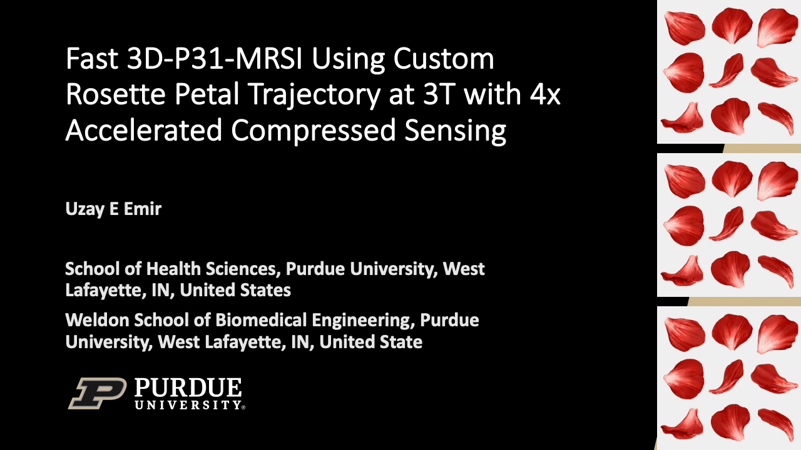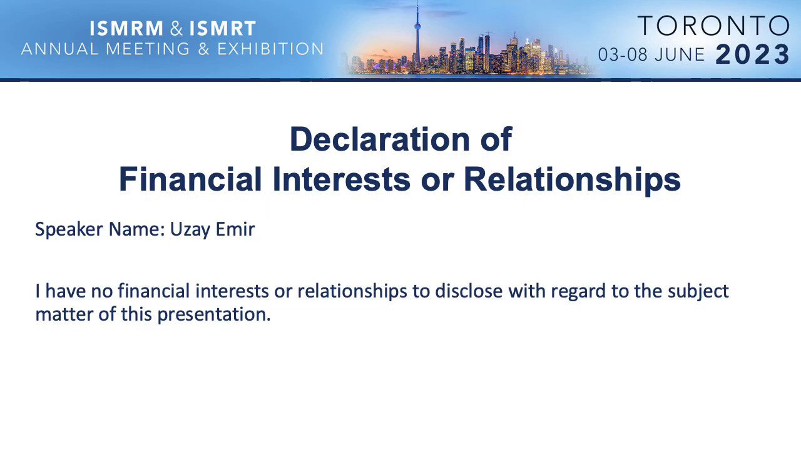Today, I'm going to talk about our novel Rosette Petal trajectory for phosphorus spectroscopic imaging. Our title is Fast Three-Dimensional Phosphorus Spectroscopic Imaging using custom Rosette Petal trajectory at 3 Tesla with up to 4 times acceleration using compressed sensing. I have no financial interest or relationship to disclose.